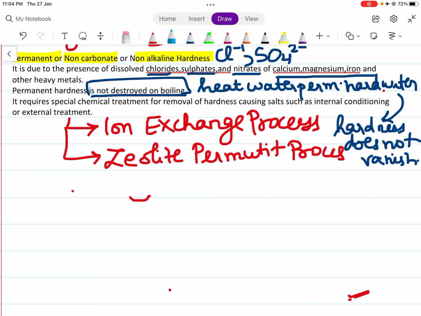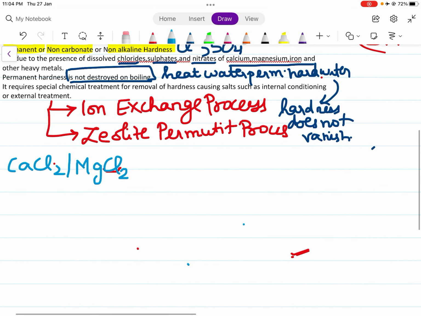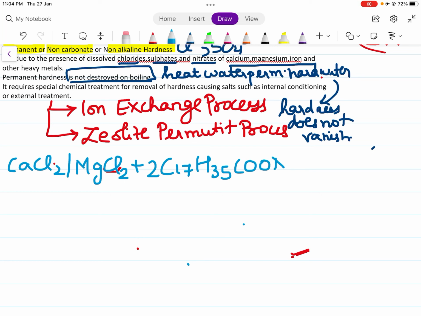So for permanent hardness, the equation goes like this. CaCl2 is given or MgCl2 is given. Now we will react this with sodium stearate.